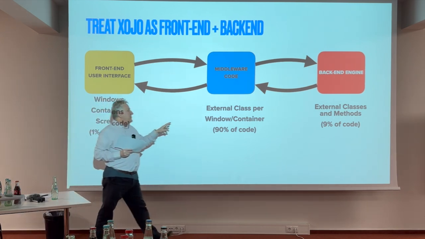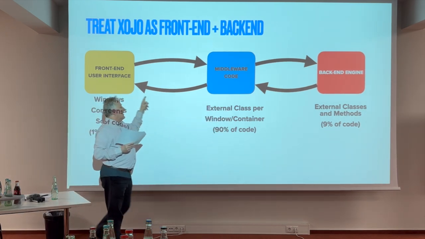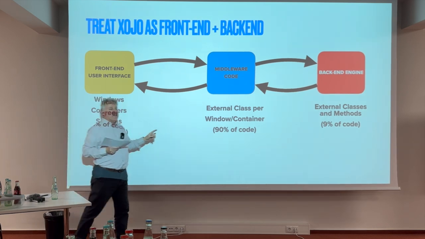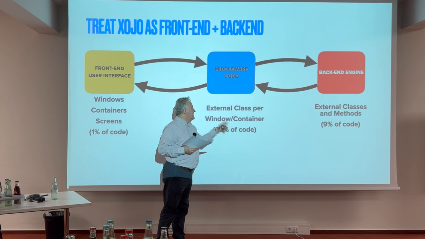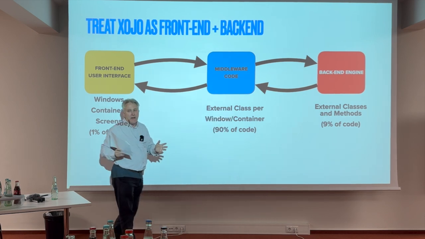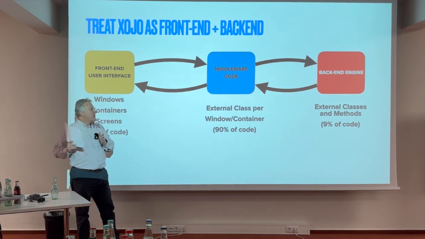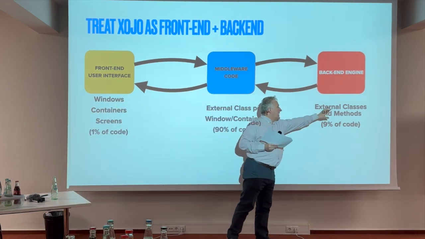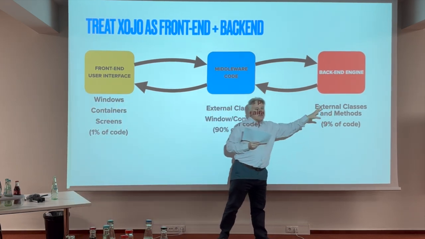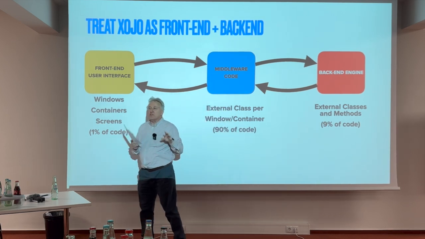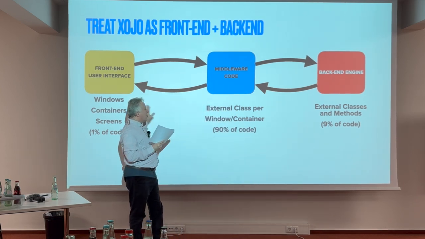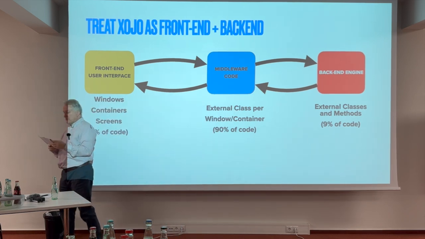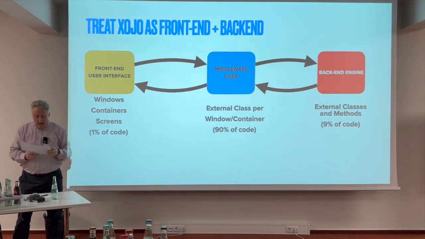Now, what we do is we have an external class linked to that window or linked to that container that has about 90% of the code. And this is an external class, so it's shared across the different environments. And then at the back end, we can have other external classes or methods for generic functions that aren't related to this particular window. They're just things that you might need to look up and call and do.